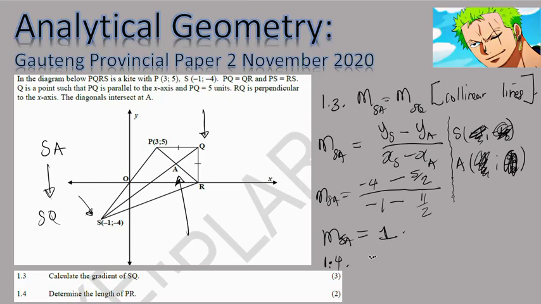Now gradient of PR. Gradient of PR. Let's look at PR. Now we know that this is a kite, right? Ooh, look at how beautiful that is.